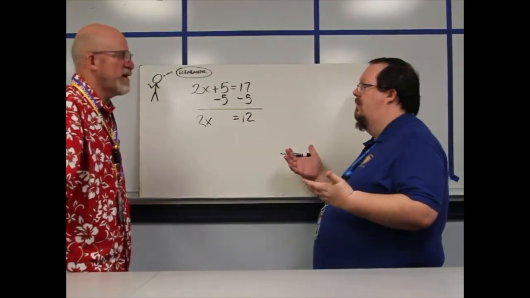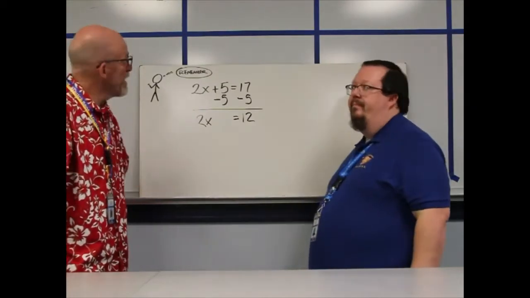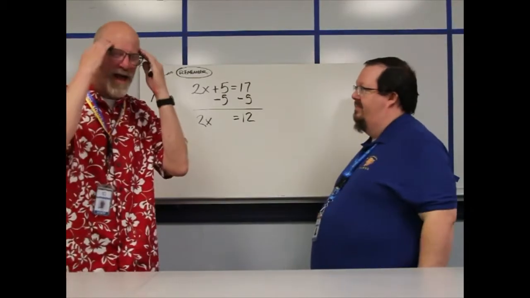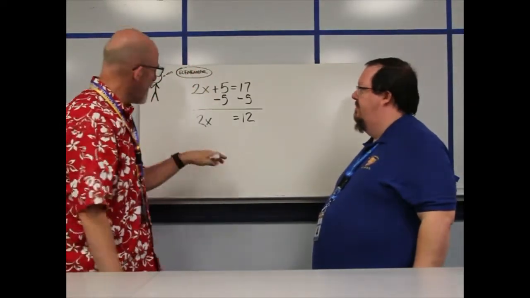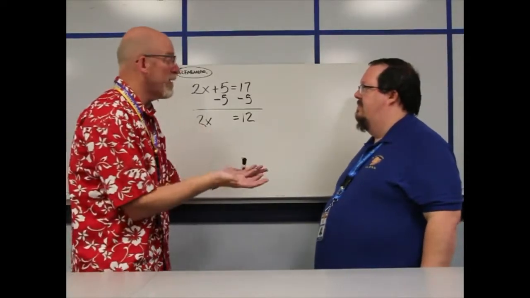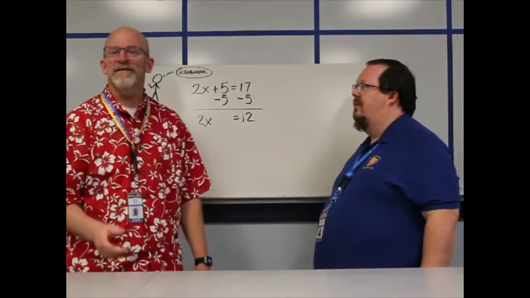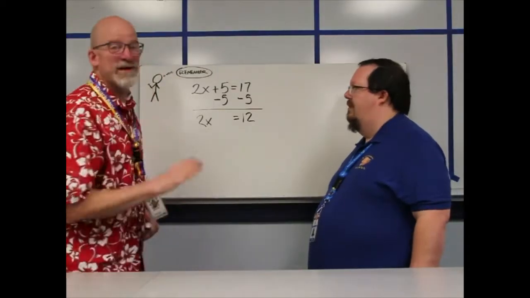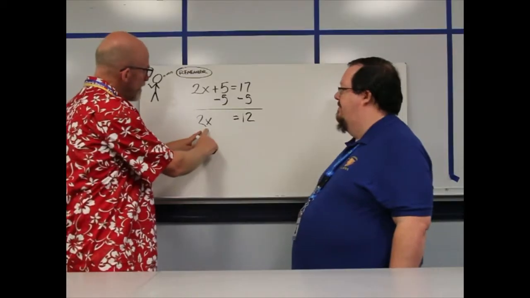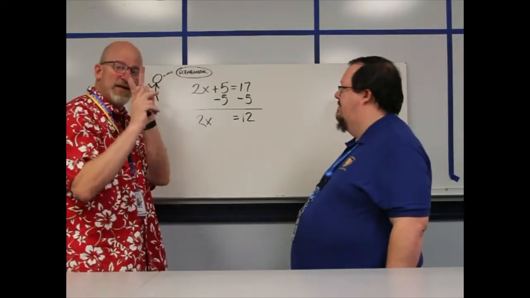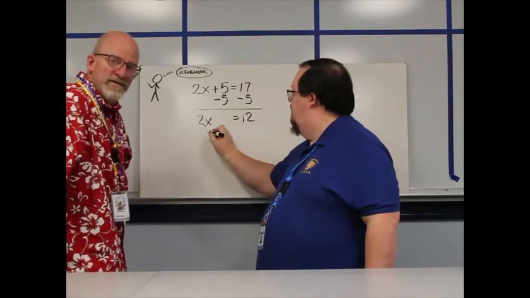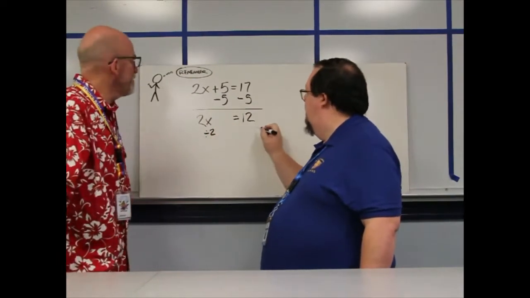There's no more 5s to subtract. Oh, right. But we know, now in our heads, I know that if I have 2 of these and it's 12, I think they're going to be 6, but we need to prove that. So we can take that x and divide it by 2. The x by 2 or the whole thing? The whole thing. And both sides.